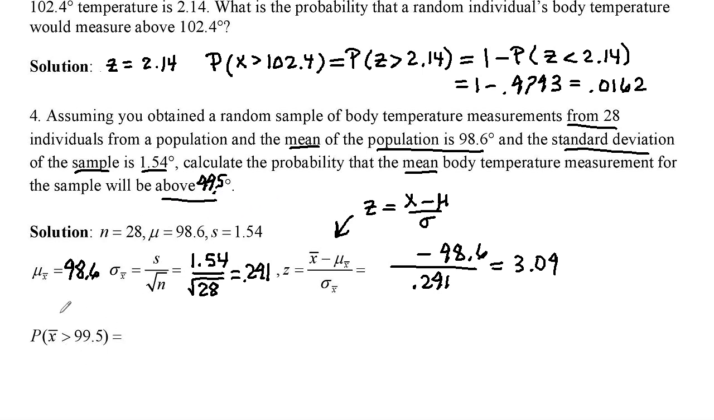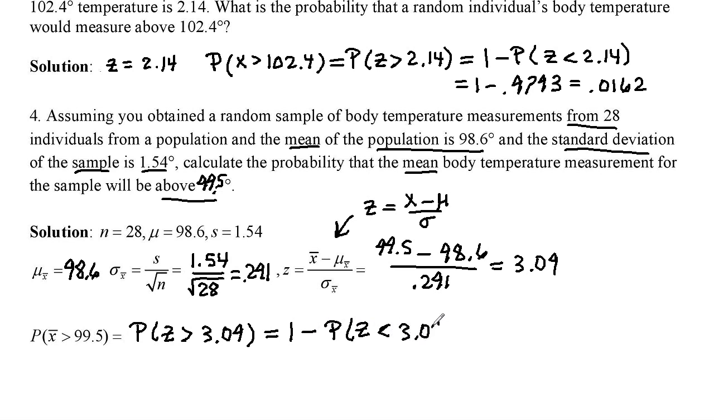So we write that like this. What's the probability that an x bar value, a mean of a sample, would be above 99.5? So it's the 99.5 minus the 98.6 over 0.291. That gives our 3.09. So this is the same as saying the probability that a z-score would be above 3.09. Well, remember the table only gives us less than probabilities, so we have to change this to 1 minus the opposite probability. So probability z is less than 3.09. And then this we can look up in the table.